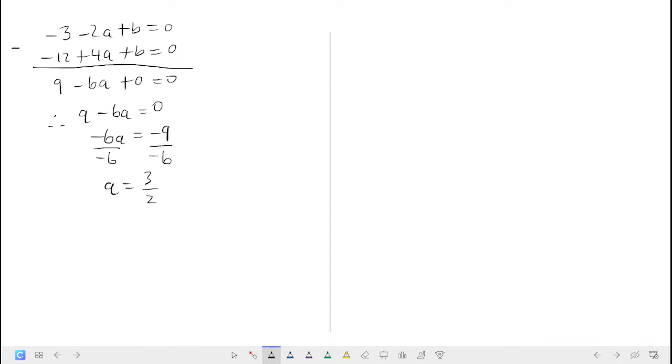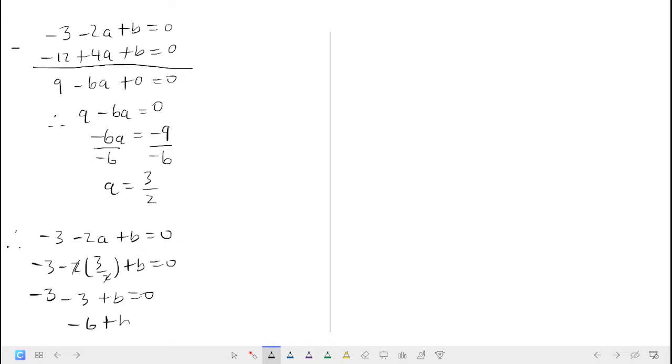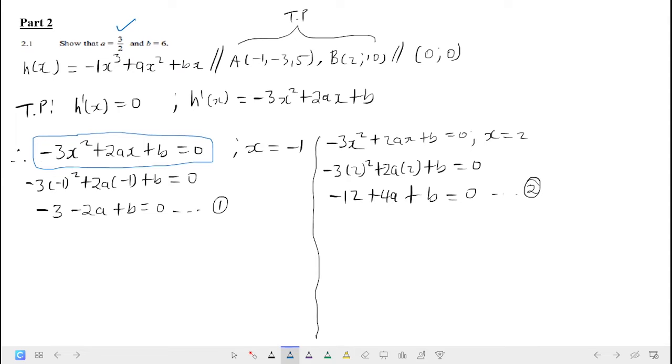Now for the second one, I'm going to take one of these equations, because I already have a, so now I need to find b. So let me just take the first one on top here, equals 0. So I'm going to substitute the value for a there, 3 over 2 plus b equals 0. This is minus 3. This cancels with this. It's going to be minus 3 minus 3 plus b equals 0. So minus 6 plus b equals 0. Therefore, b is equal to 6. And there we go. We got both of the solutions.